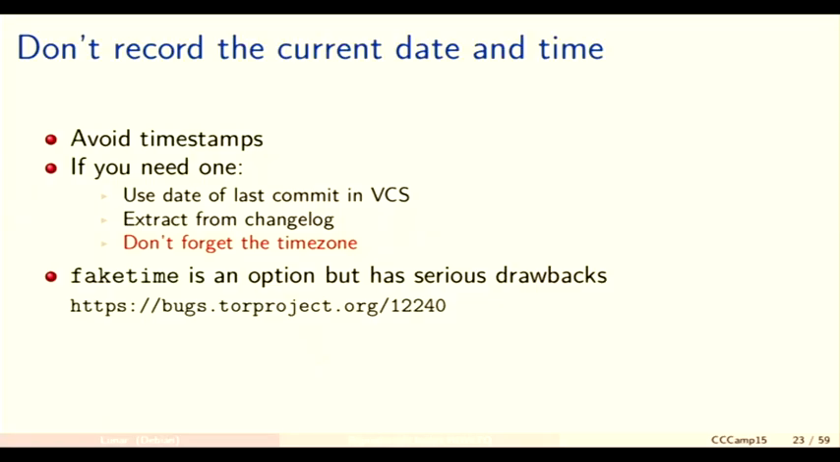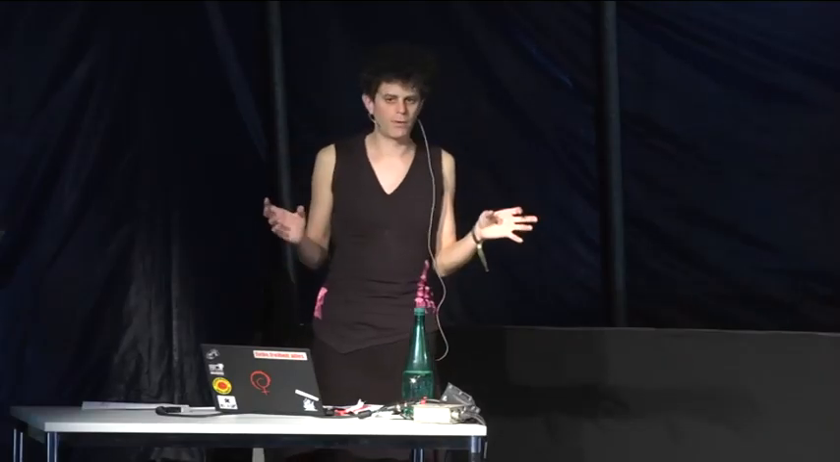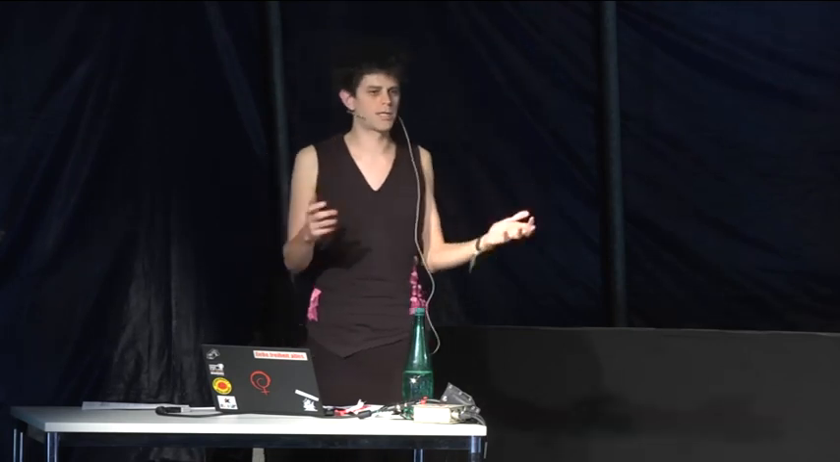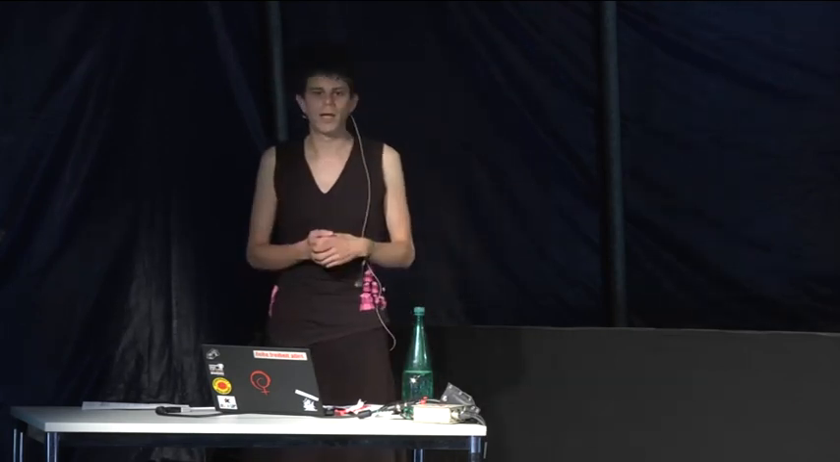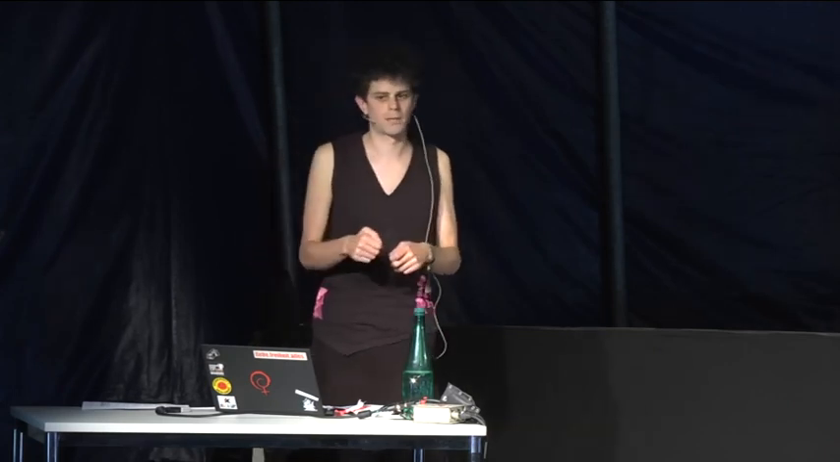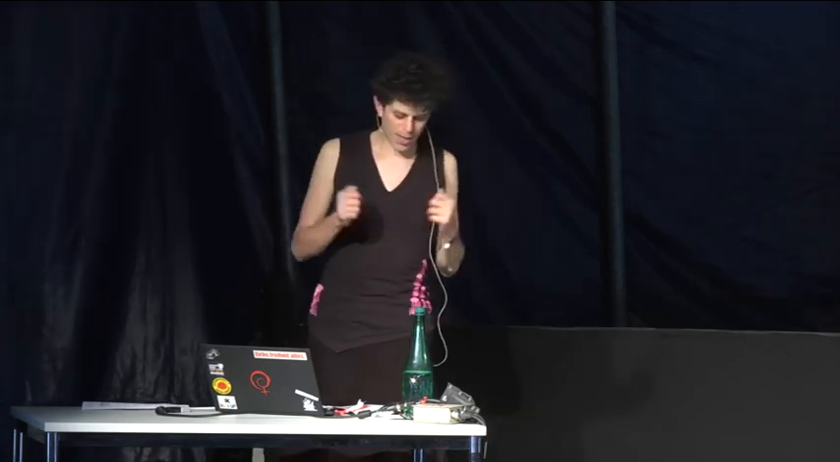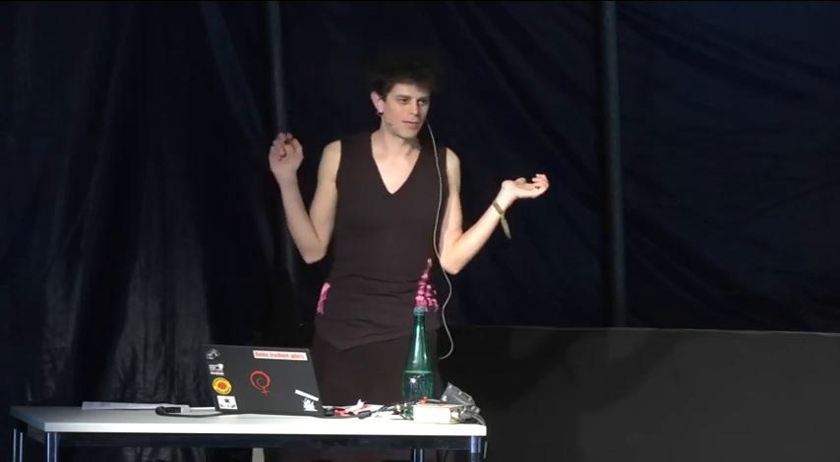There's been a trick that's been used to get around date and time issues, which is fake time. So fake time is an option, but it has some serious drawbacks. Fake time is a library that gets loaded by LD_PRELOAD. So whenever software asks the system for the current date and time, it will return a date and time that you specified and that is fixed. Seems like, okay, a quick way to fix everything that uses timestamps.